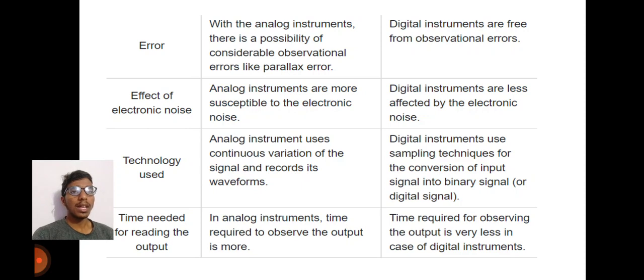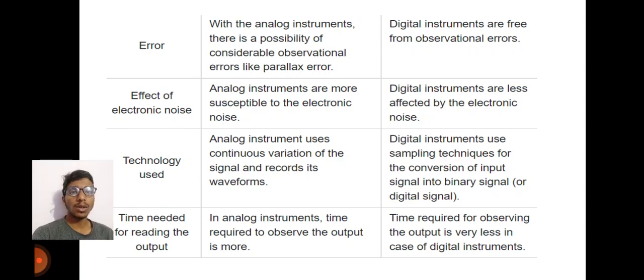Errors. With the analog instrument, there is a possibility of considerable observational error, like a parallax error. In analog instruments, some errors will be present like parallax error. The digital instrument is more advanced than the analog, so these errors will not be present in the digital instrument. A clear output will be present in the digital instruments.